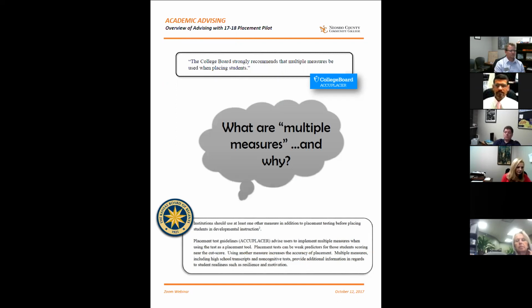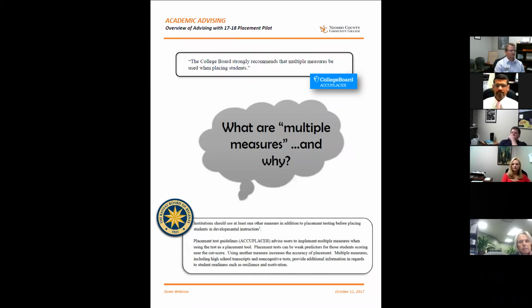So multiple measures could be a number of things, a number of factors that you could use to help make that placement decision. Why are we doing it? A couple of good reasons: AccuPlacer itself does not recommend using its placement test in isolation for placement decisions. They recommend that multiple measures are used. KBOR also recommends at least one other measure in addition to placement testing before enrolling students into developmental instruction.